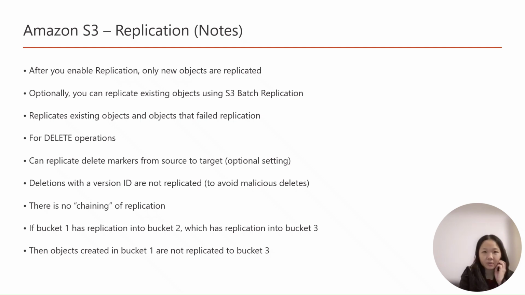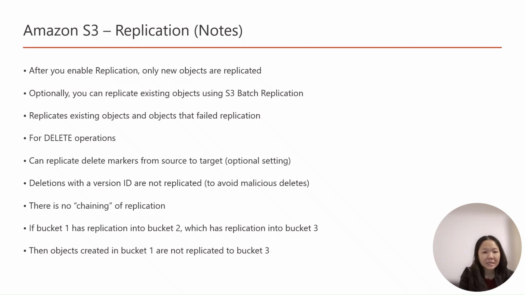Replication notes: after you enable replication, only new objects are replicated. Optionally, you can replicate existing objects using S3 Batch Replication, which replicates existing objects and objects that failed replication. You can also replicate delete markers from source to target.